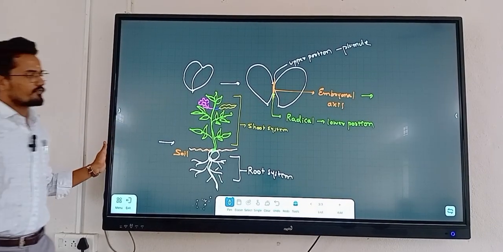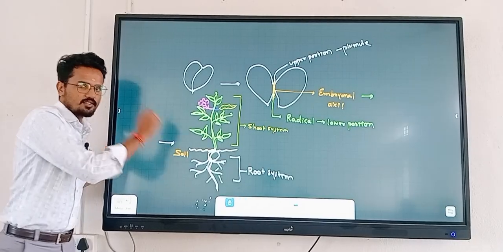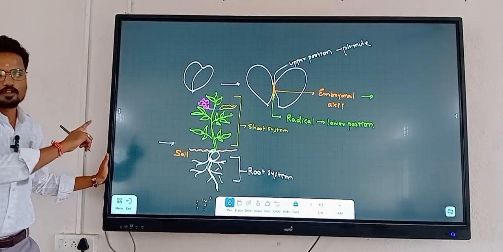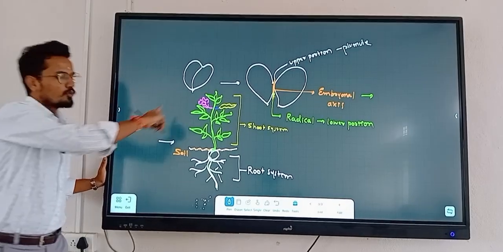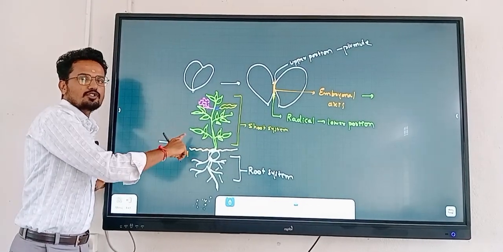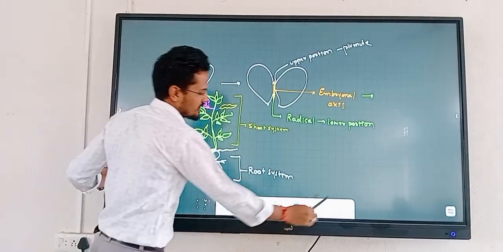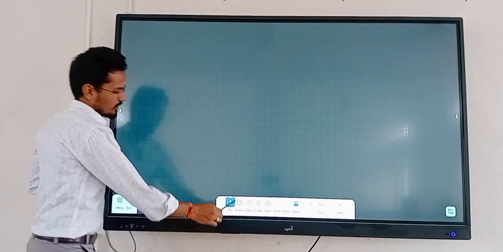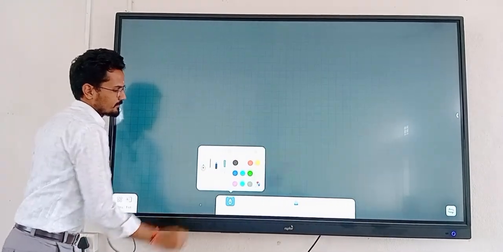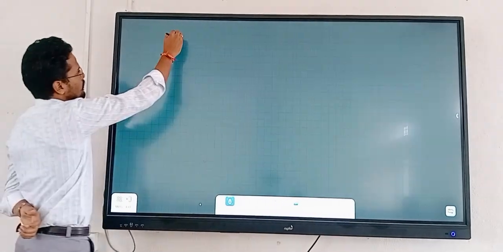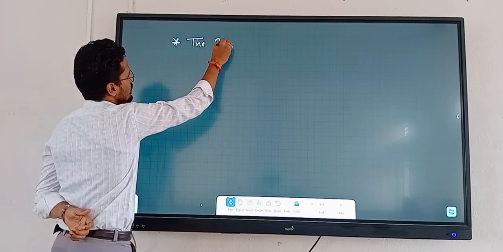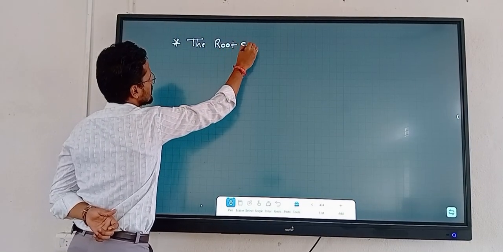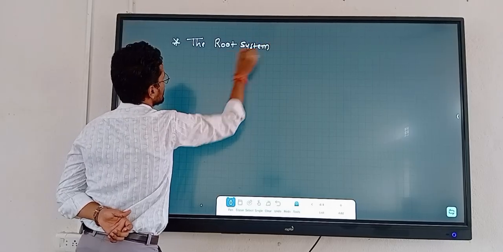Out of these things, first we are going to deal with the root. In a scientific manner, we are going to deal with the root system of an angiospermic plant. The root system.